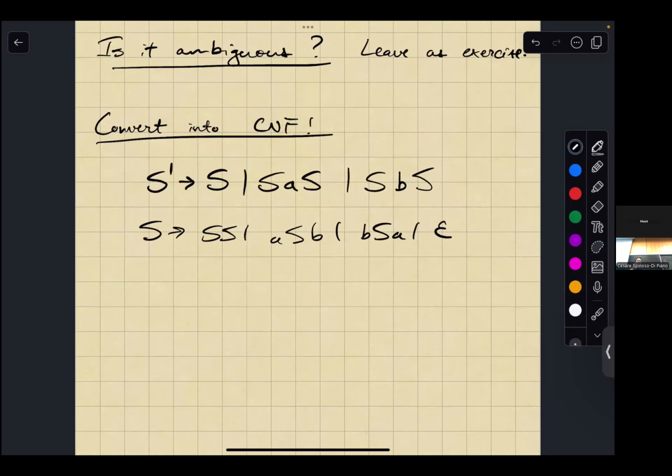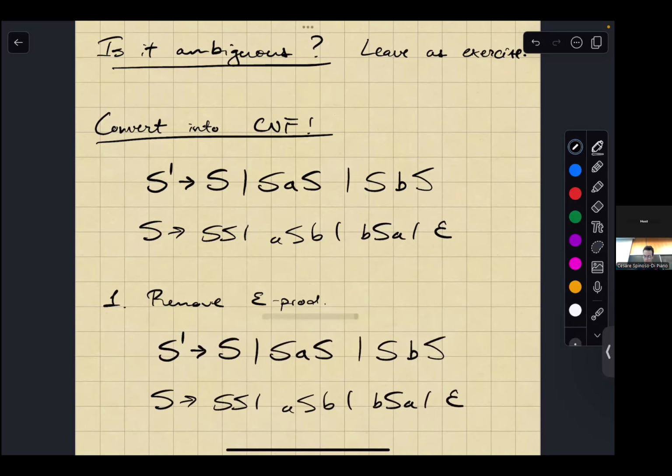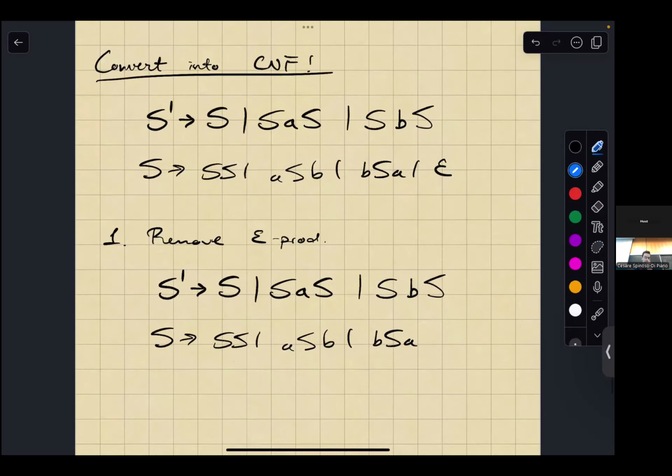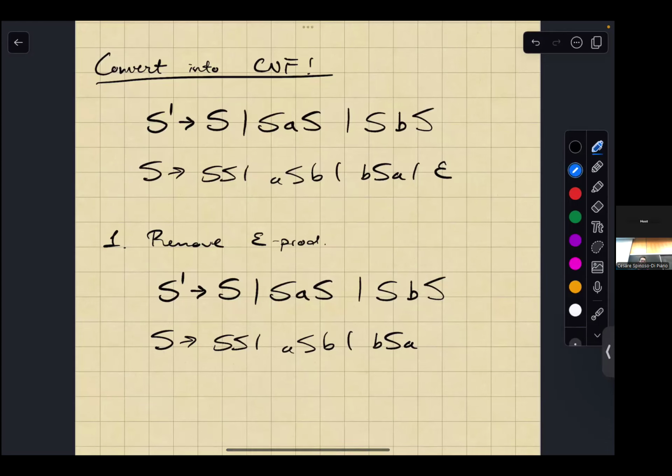So the first step in my conversion to CNF is to remove epsilon production rules, not transitions, production rules. If I remove the epsilon production rules, then I need to account for all of the places where I could have replaced. In this case, S gives me epsilon, right? So what are all the places? In this case, there are many. I could have replaced S with epsilon here.